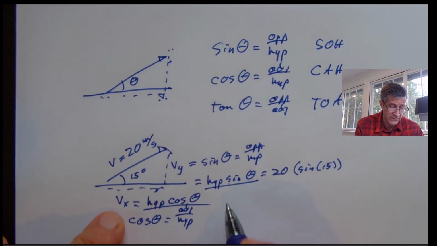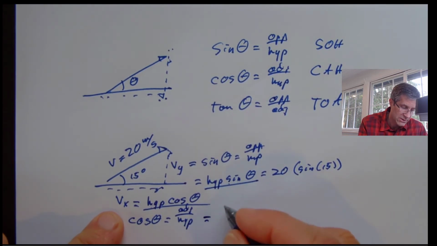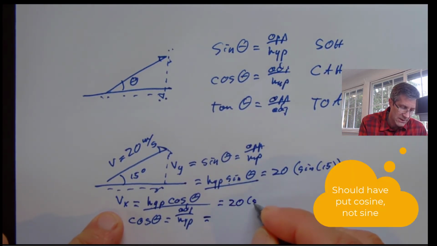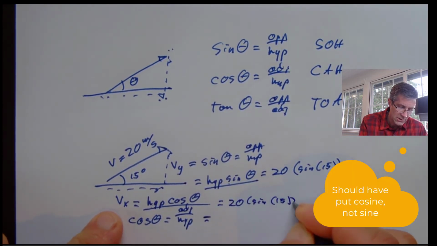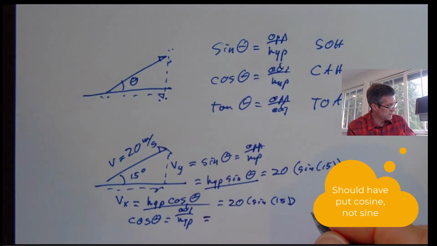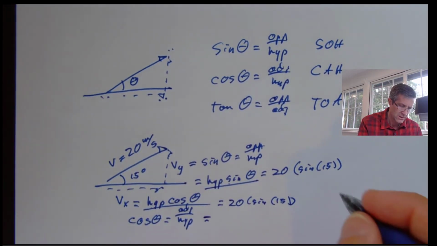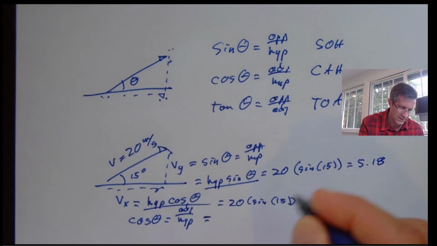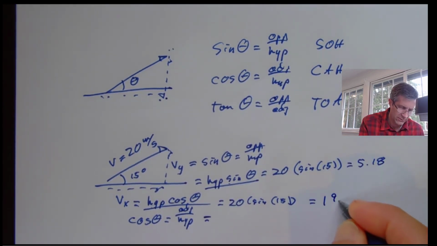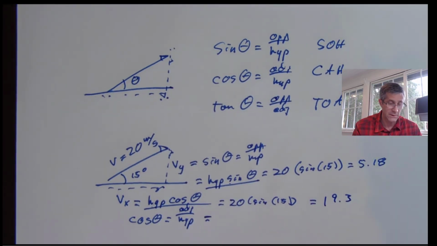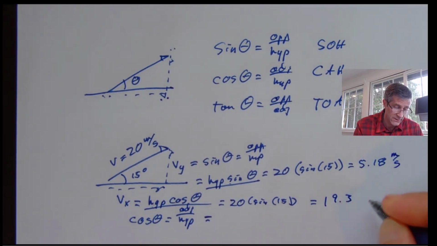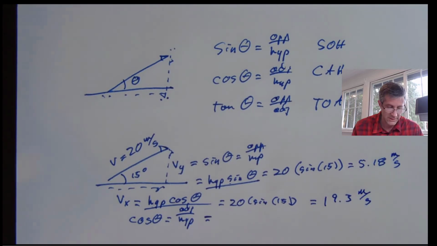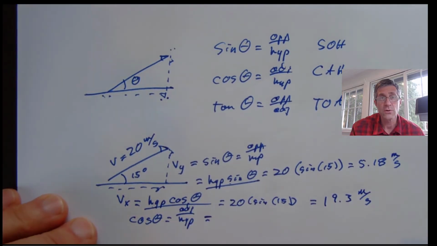So we're going to have to separate these. I can plug in some numbers here. So this is going to be 20 times the sine of 15. And through the magic of my super fast calculator, which I already did, this one's going to be 5.18. And this one is going to be 19.3. And this is velocity, so it's going to be meters per second. It's going to have the same units as my hypotenuse.